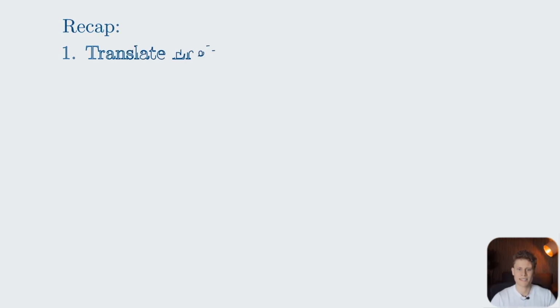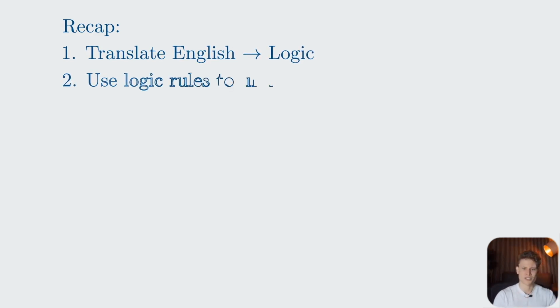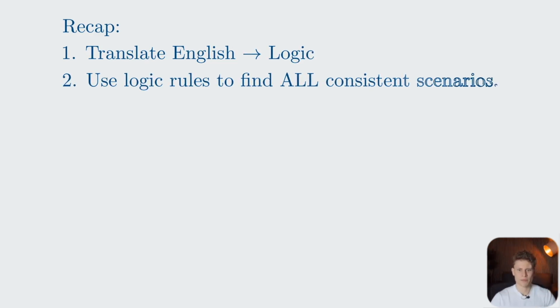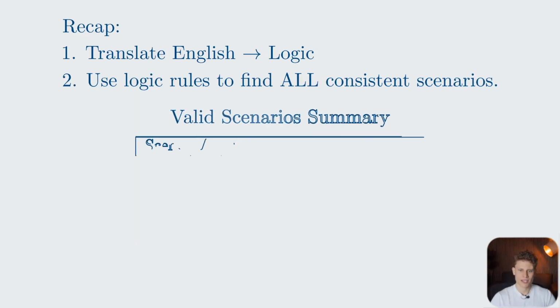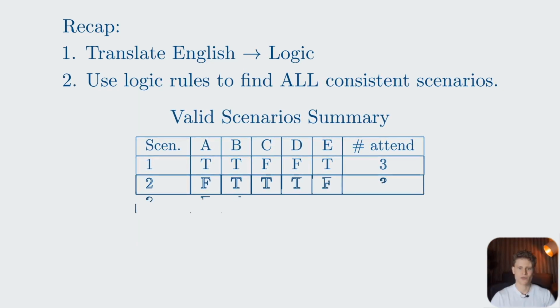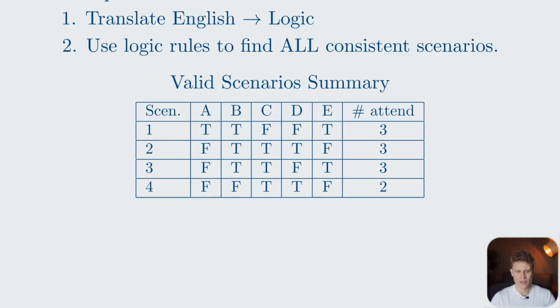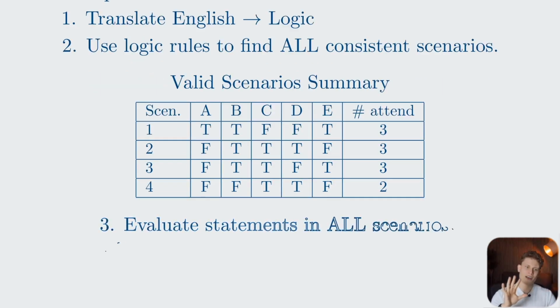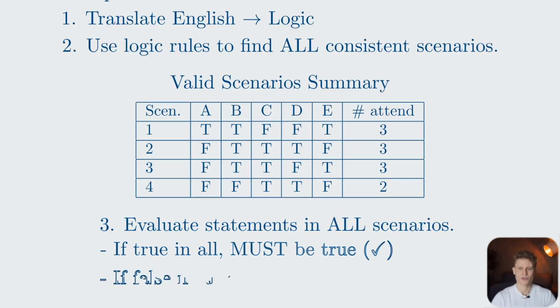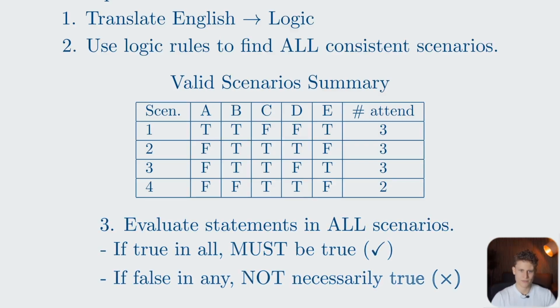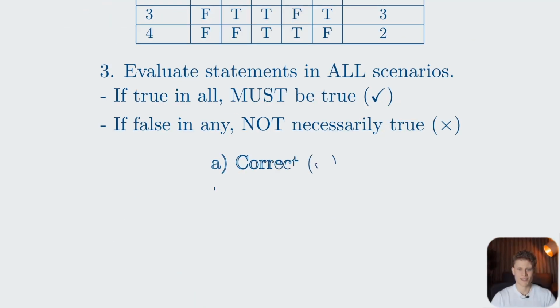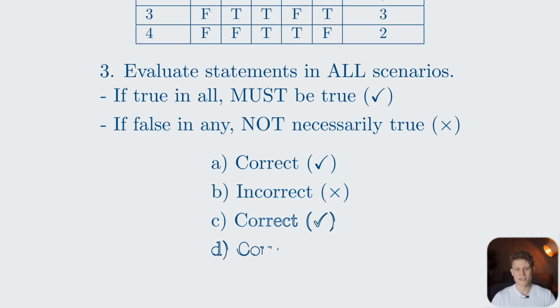Let's quickly recap our findings. We started by translating 5 English statements into a precise set of logic premises. This eliminated any ambiguity. Then, through careful casework on the first premise, we deduced all 4 possible consistent attendance scenarios. Finally, we evaluated each of the 5 proposed statements by checking if it held true in every single one of our valid scenarios. Our analysis showed that statements A, C and D are correct and must be true, while statements B and E are incorrect because we found at least one scenario in which they were false. So we have achieved our learning objectives for this video.